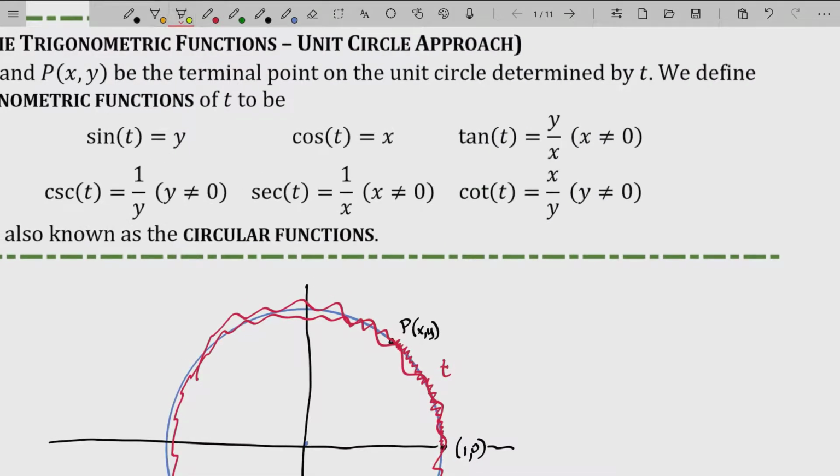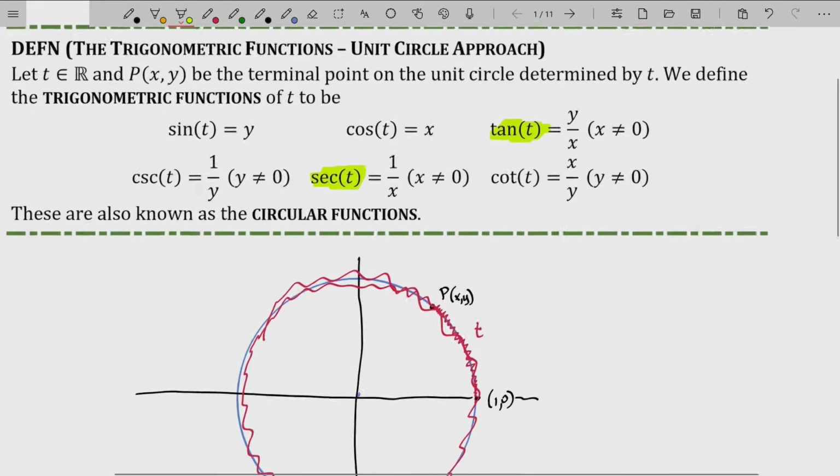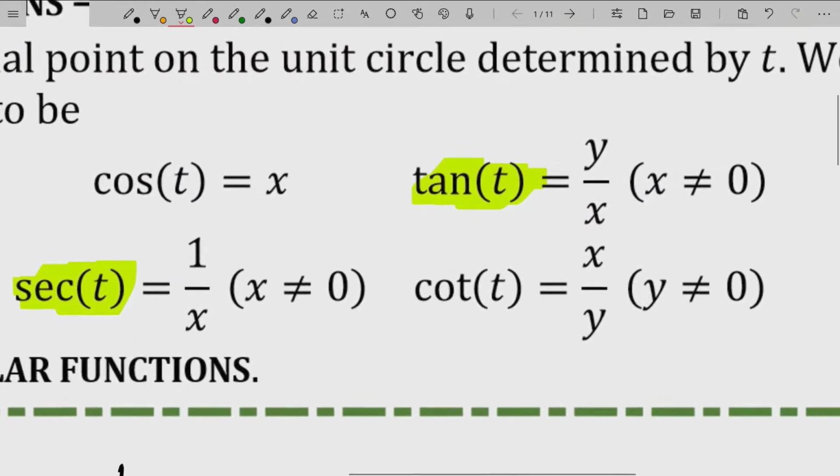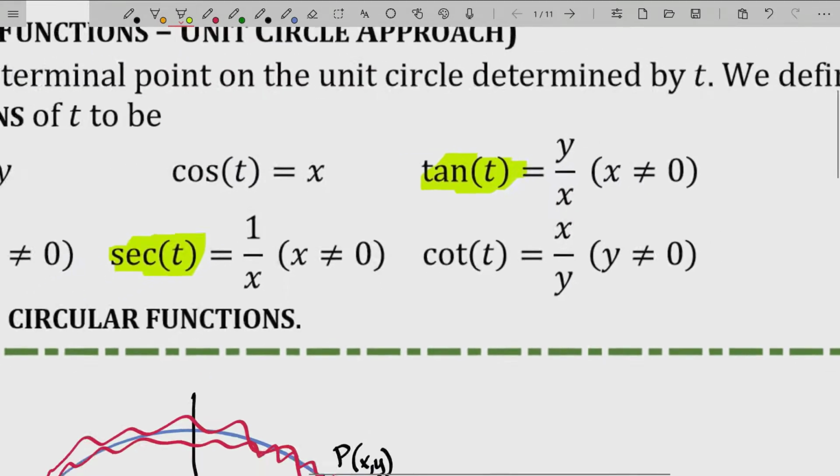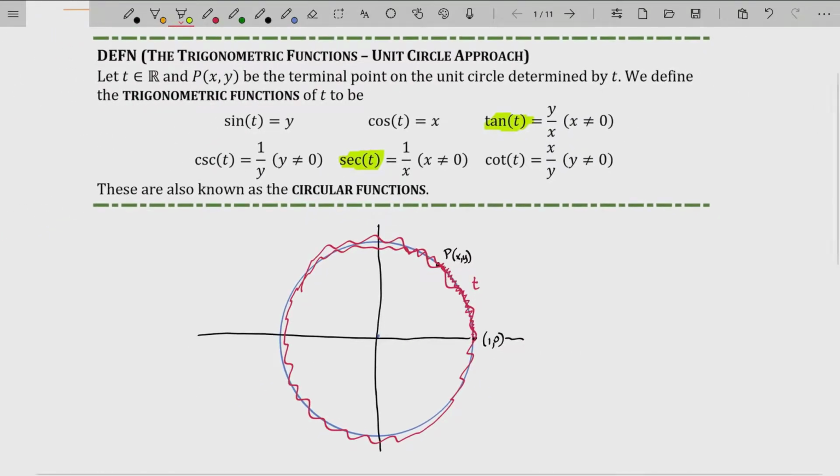Now, I might as well just stick on this page to discuss the next kind of group. That would be the tangent and the secant. And those get grouped together because notice they have denominators involving x. So x cannot be 0. So therefore, this tells us the tangent is not defined, and nor is the secant, at this point right here where x is 0, and at this point right here where x is 0.